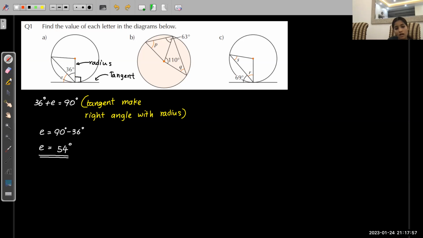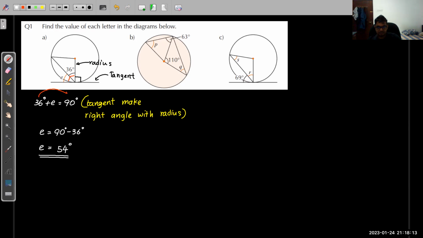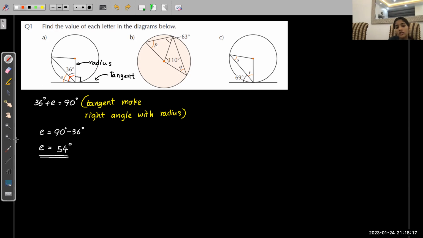Then I have to flip it around, and then I put E equals 90 take away 36. So then I have to take it away, that's 54. Because when you take the plus 36 to the other side, it becomes minus 36, right? And they're going to ask you to give a reason.